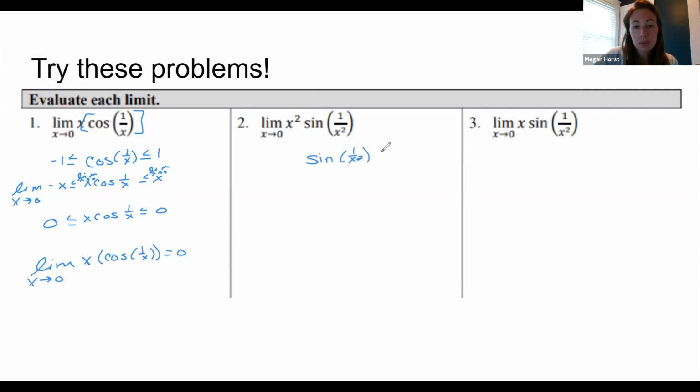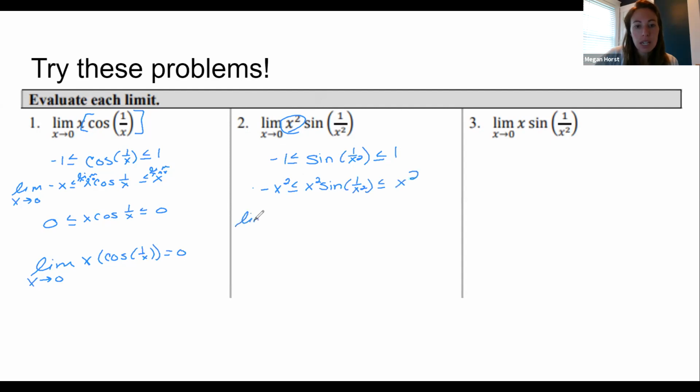All right, for the next one, again, I'm going to start right in here, and you're going to end up with a similar solution, but it's all about the process. We're going to bounce between -1 and 1. Then we're going to take the limit as x goes to 0. Oh, I'm sorry, skipping steps. Now I need to include this x squared. So I'm going to multiply each of these expressions by x squared. So I have a negative x squared less than or equal to x squared sine of 1 over x squared less than or equal to x squared.